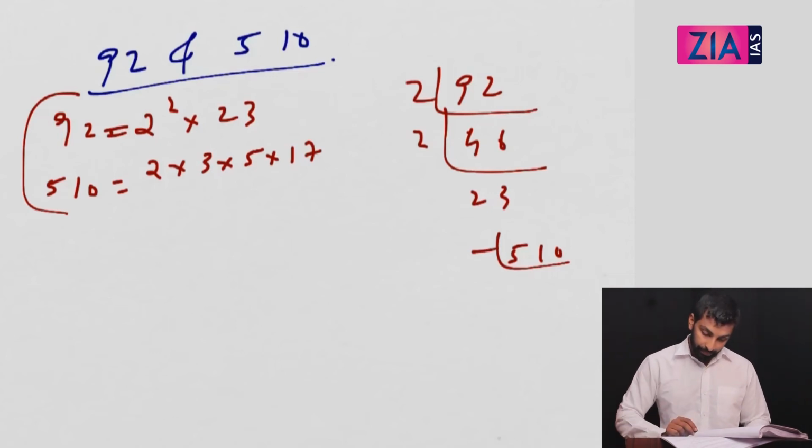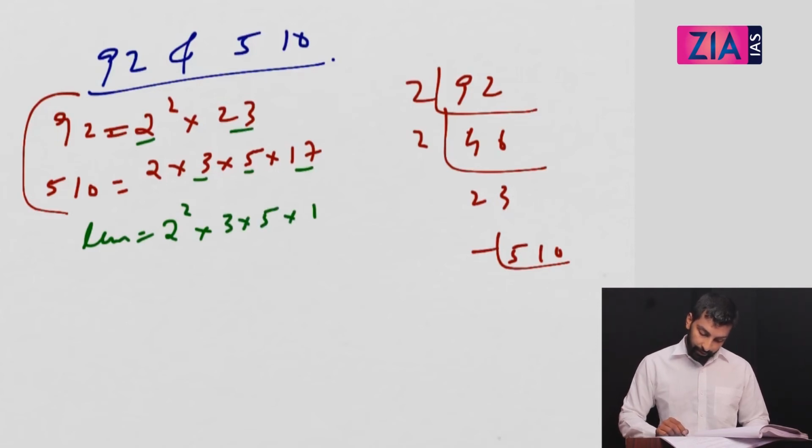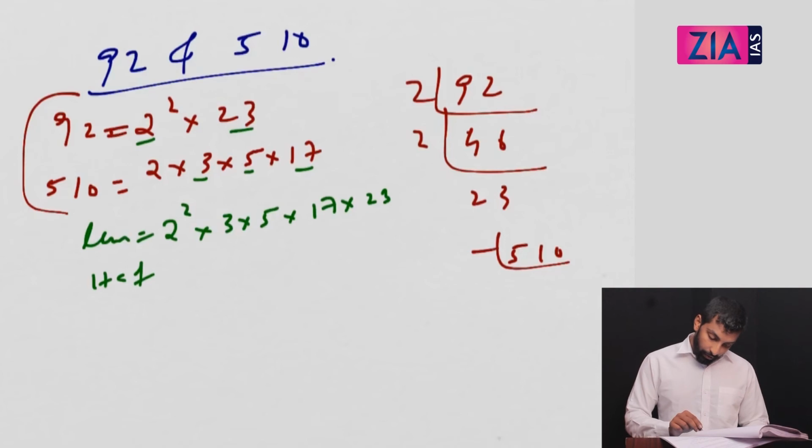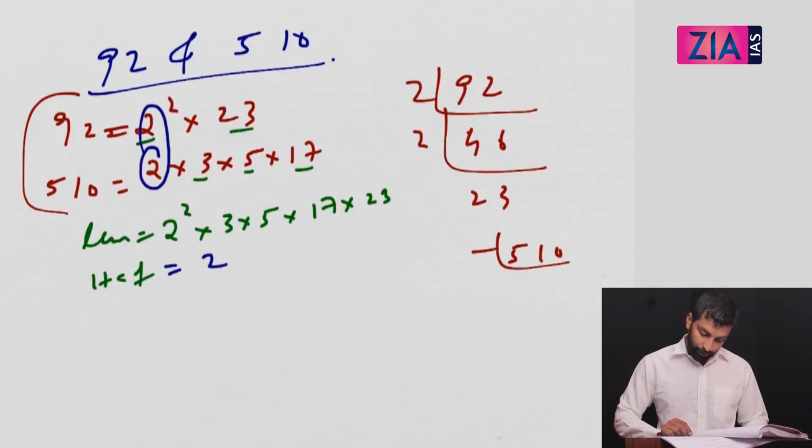Then what is your LCM? LCM will be, you take all the numbers involved, 2 square. So LCM is equal to 2 square into 3 into 5 into 17 into 23. That's your LCM. What is your HCF? What is common? Only 2 is common, right? So HCF is 2.